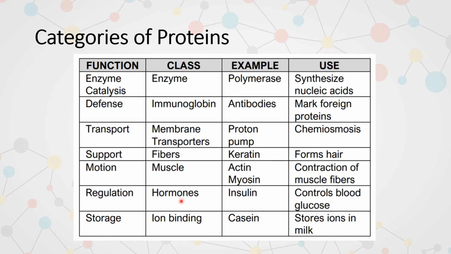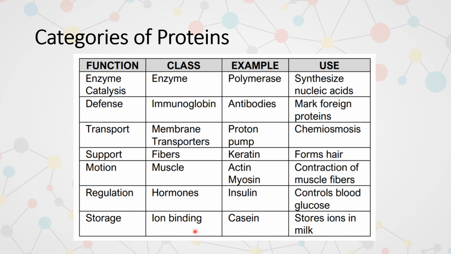Hormones are proteins. An example of hormones is insulin. One of the examples of hormones in our body is insulin. Insulin ay importante sa pagkontrol ng ating blood sugar. Okay, so this is one of the hormones that is secreted from one of the organs of our body that regulates the amount of glucose or sugar in our blood. So kapag walang enough na insulin, hindi makakontrol ang ating blood sugar.